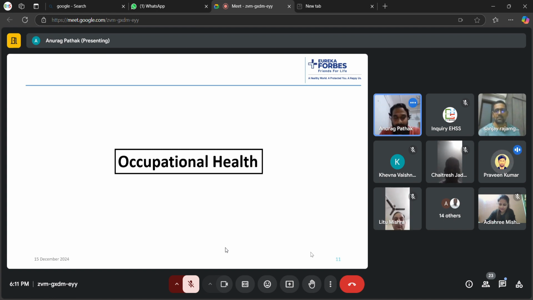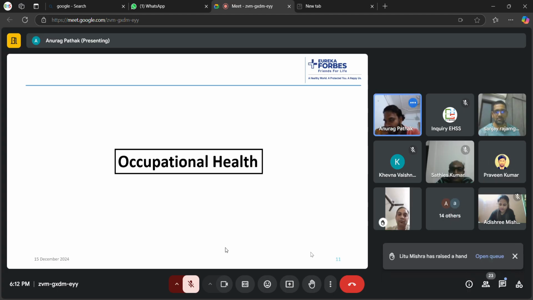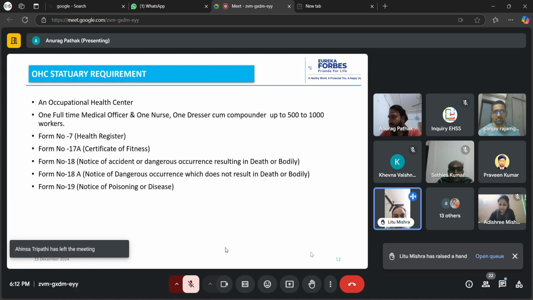It's a terminology which is related to workplace safety and employees' health concerns, sir. Okay, I think Praveen is saying something. Yeah. Okay, fine. Yeah, Litu, you want to say something? Yeah, the health that is getting affected due to the occupation, that is called occupational health.